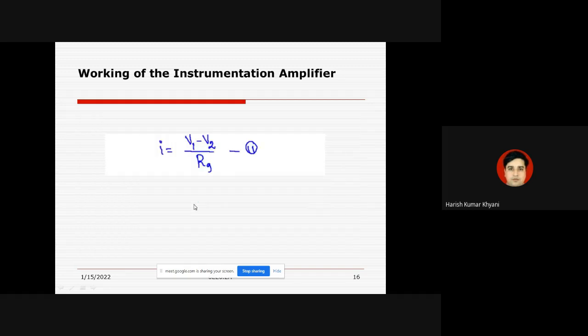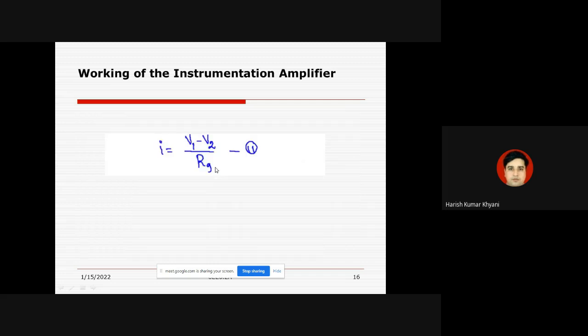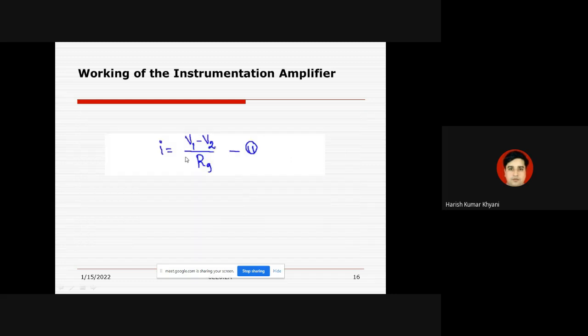Now, if we want to write the equation of this current I, we are assuming that this voltage V1 is more as compared to V2. The direction of current always follows the high voltage to low voltage path. So the direction of this current would be from V1 to V2, and the expression of this current would be V1 minus V2 divided by RG. So this is our equation number 2. Please take note of that. We are assuming the output voltage equation of op-amp 3 of the difference circuit is equation number 1, and the current flowing through this RG is equation number 2.